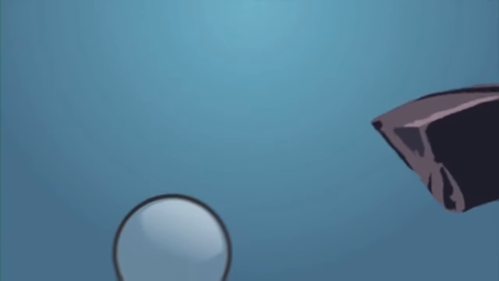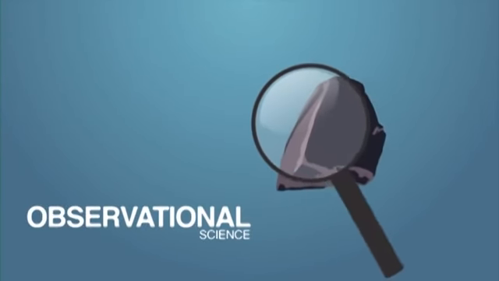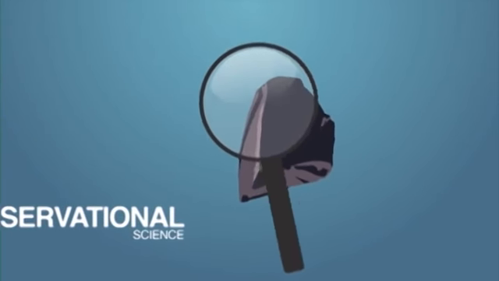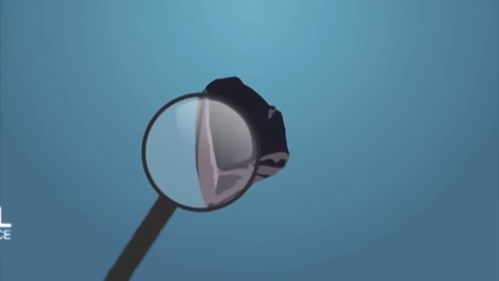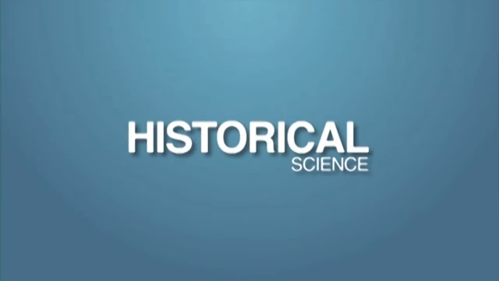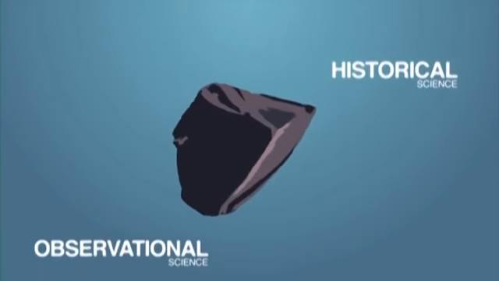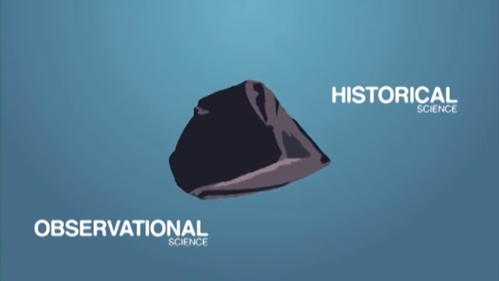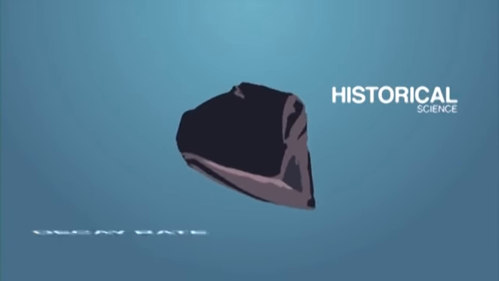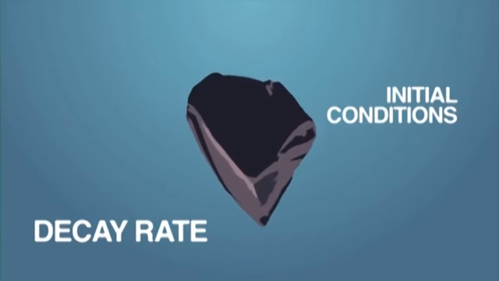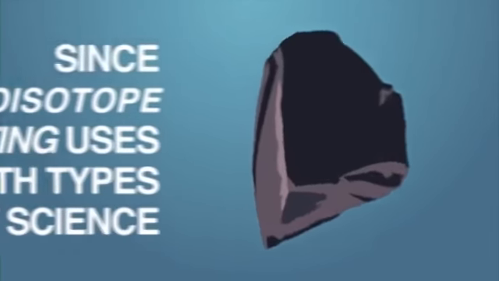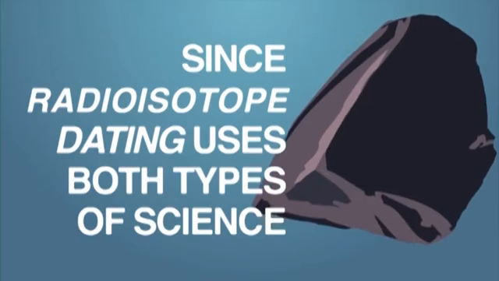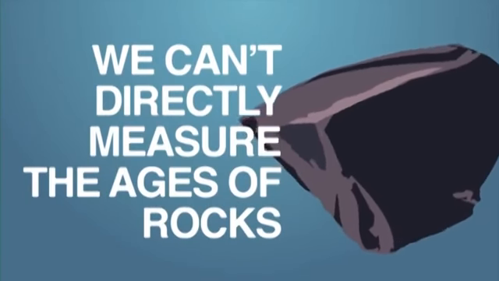It's true we can measure a decay rate using observational science, but there's another kind of science that is required to accurately calculate dates for rocks, and that is what we call historical science. Historical science deals with the things in the past, and therefore it cannot be repeated and tested. Dating methods require both types of science, because in order to get accurate rock dates, one would have to accurately know both the decay rate and the initial conditions of the rock sample, right?